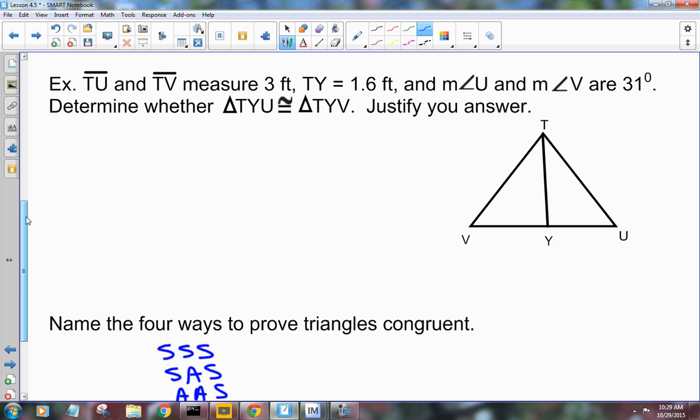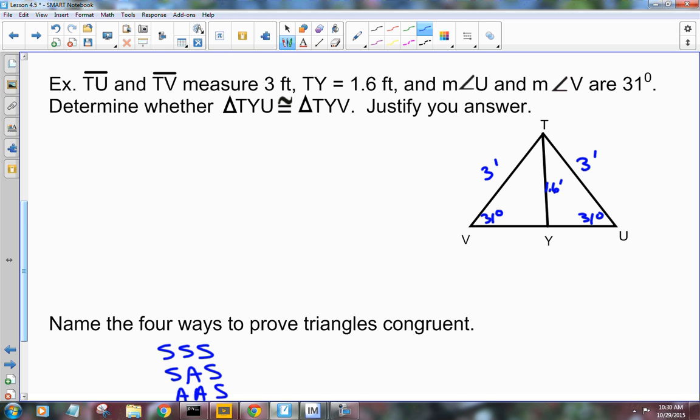Okay. Now, it says that TU and TV measure 3 feet, 3 feet. It says that TY is 1.6 feet. It says that angle U and angle V are 31 degrees. Determine whether triangle TYU is congruent to triangle TYV. So I have these two angles are congruent because they have the same measure, right? I have these two sides congruent because they have the same measure, and they share this one. That's really all I know.